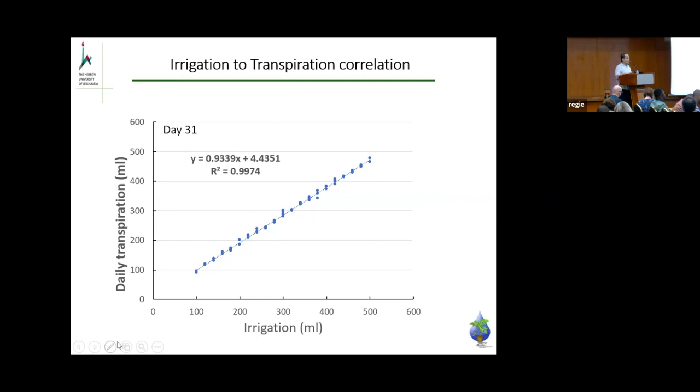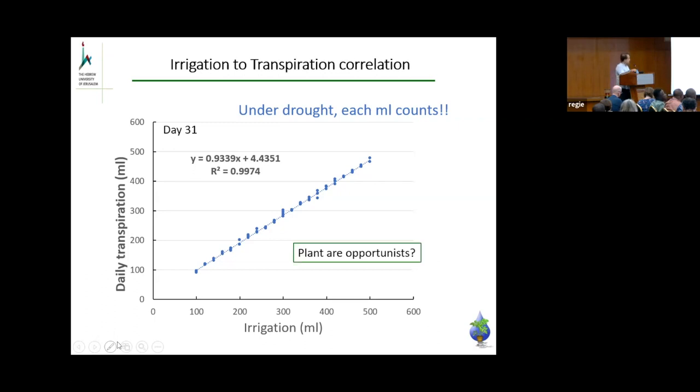This is how much water the plant actually uses. You can see the R square is 0.99. So the efficiency is about 0.95. We always say that plants lose about 95% of the water, and they use about 5%. Look at the last number, it's about right. So the remaining 6-7% they use for photosynthesis. Okay, so we can clearly say that plants are opportunists. They don't leave any reserve. You give them water, they use it.